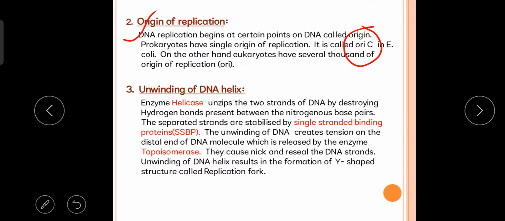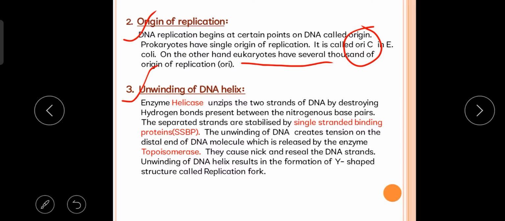ORI means origin of replication. Remember, origin of replication means the point from which the DNA replication begins. But in eukaryotic DNA, there are several thousand origins of replication. In prokaryotic DNA, only one point of origin is present, but in eukaryotic DNA, there are several points of origin from which DNA replication begins. Very important.